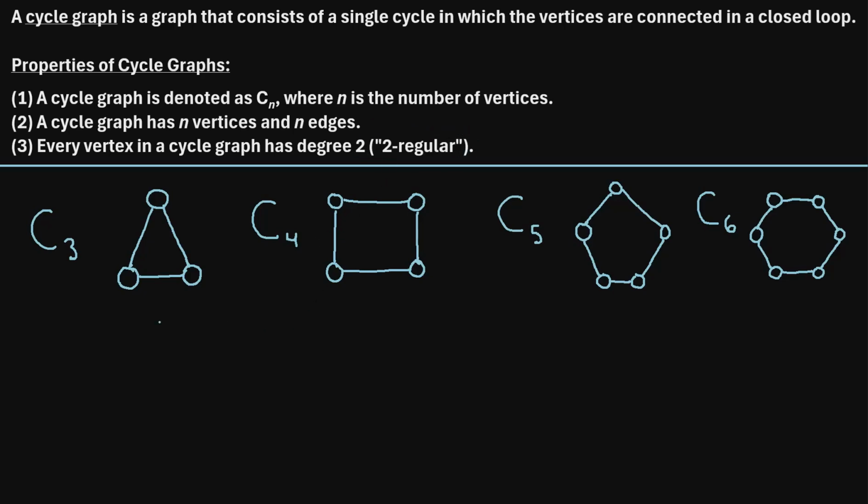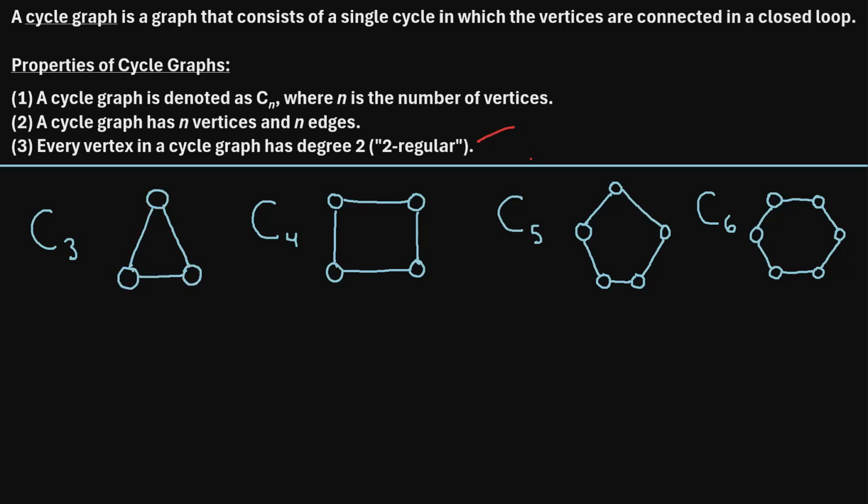So let's take a look at a few examples of cycle graphs. This first graph right here, which just looks like a triangle, is a cycle graph denoted as C sub 3 because it has 3 vertices. Now we'll notice that property number 2 is true of this graph. So it has 3 vertices, 1, 2, 3, and it has the same number of edges. So it also has 3 edges.